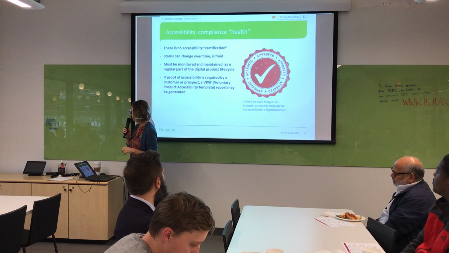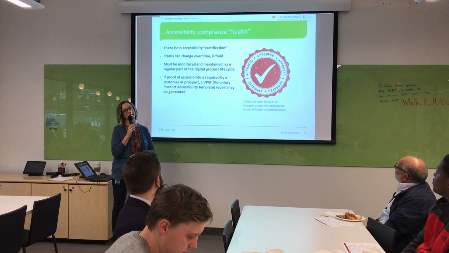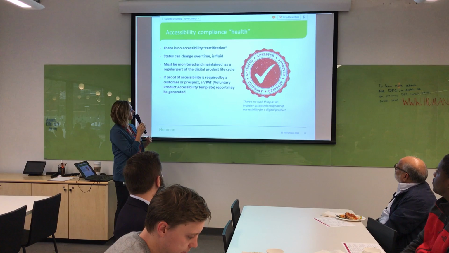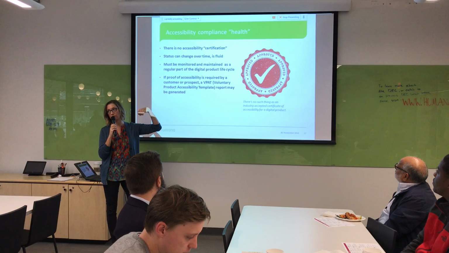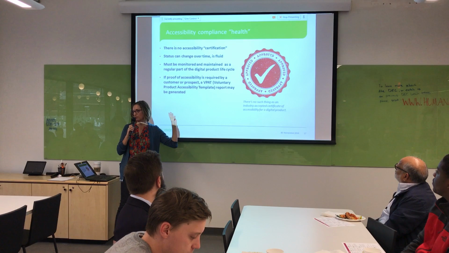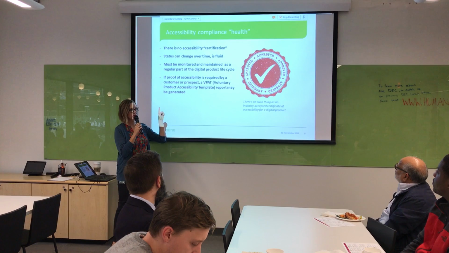And if you do need proof that something's accessible, occasionally we have a client who says, I only want this product if it's accessible. You can talk to me and we can arrange what's called a VPAT, which is a voluntary product accessibility template. It's a government form that has to be filled out. But I'm telling you, if you can avoid a VPAT, you should, because they're expensive, they're time consuming, and you will be doing iterations of testing, fixing, and retesting for a long time before you get this.